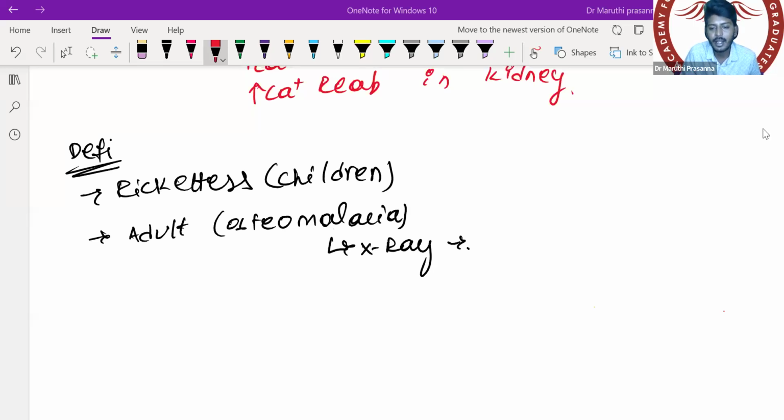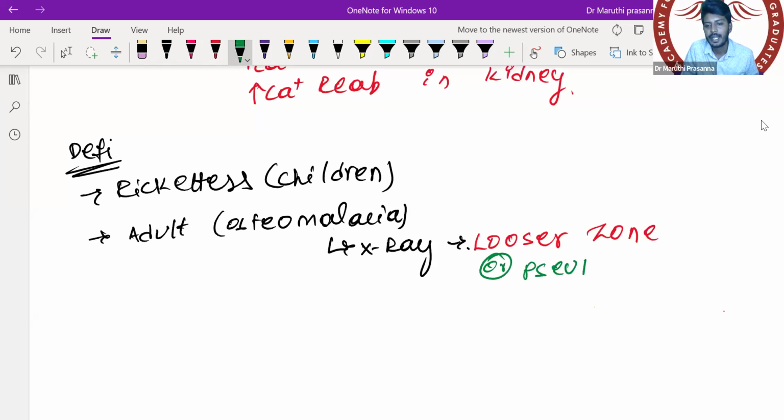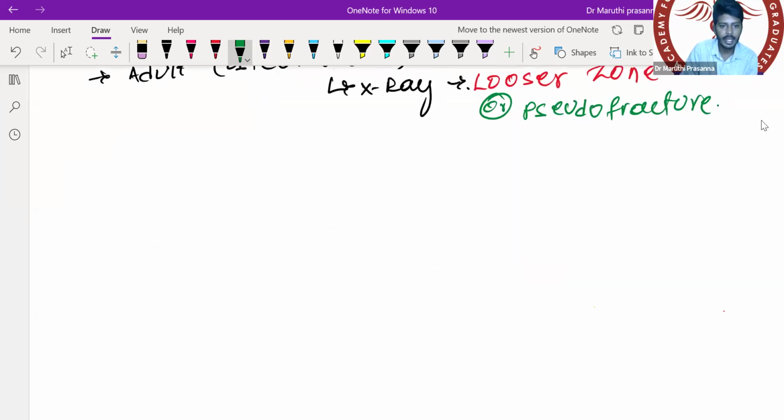Very good. What is that? That is your Looser zone. What is that? Looser zones. So Looser zone is also called pseudofracture. It looks like a fracture, but it is not a fracture. On the X-ray, it will appear like a real fracture is there, but actually that is not a fracture. That is due to the osteomalacia that has occurred. That is only called Looser zones. Okay. So this is your vitamin D. Then let's talk about vitamin K. Vitamin K is responsible for what?